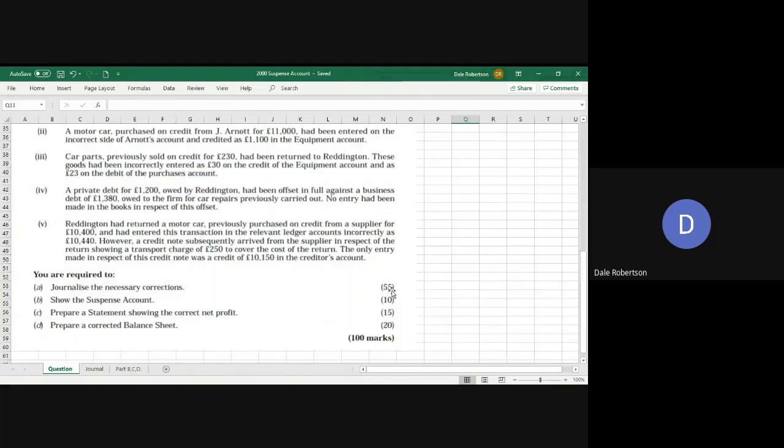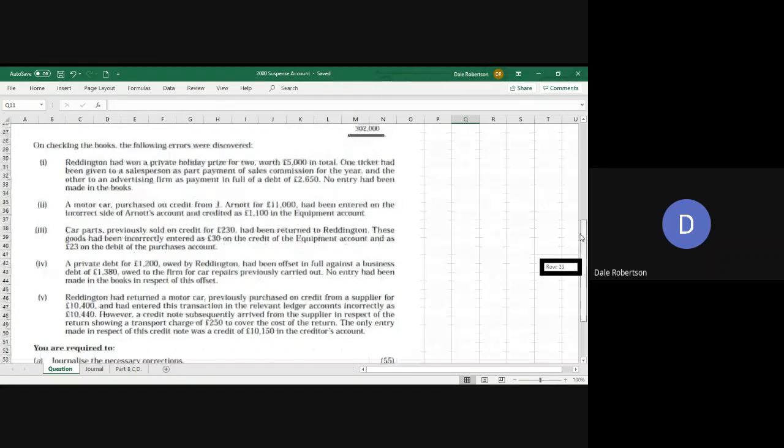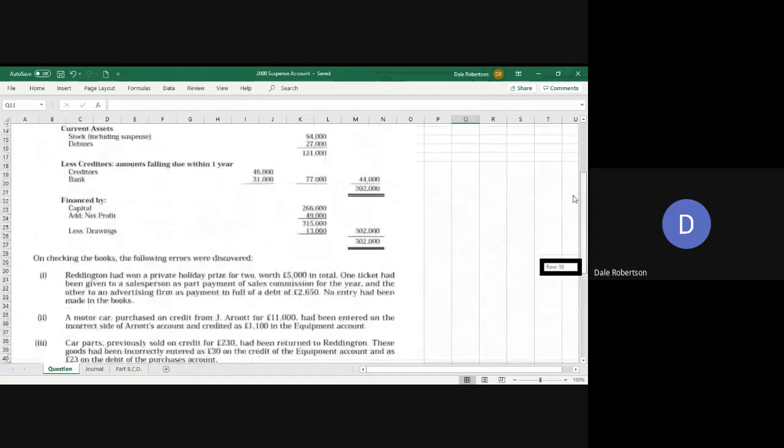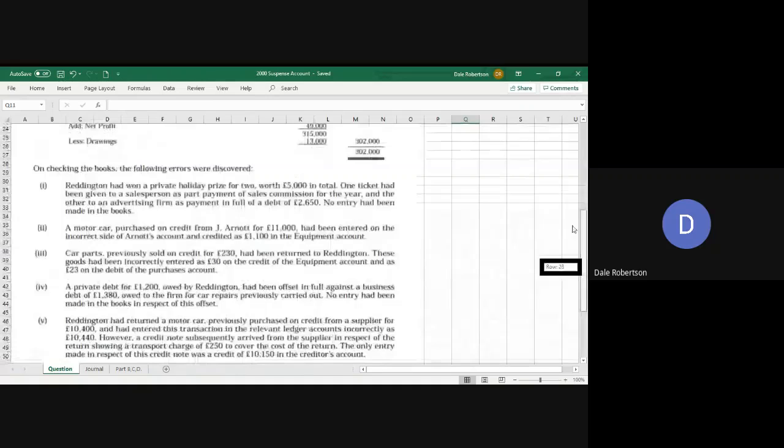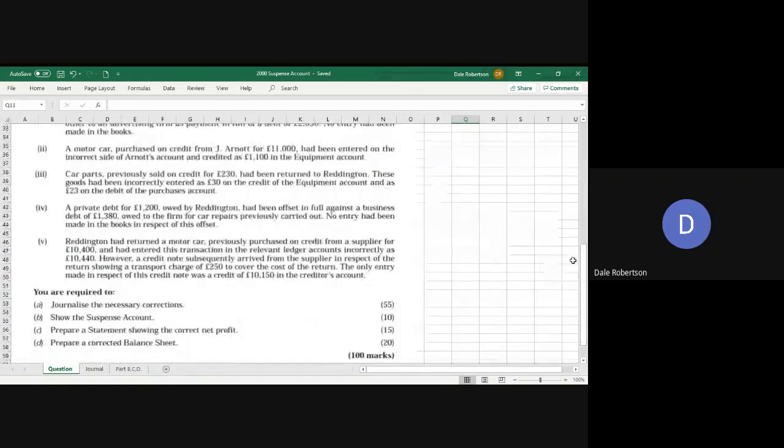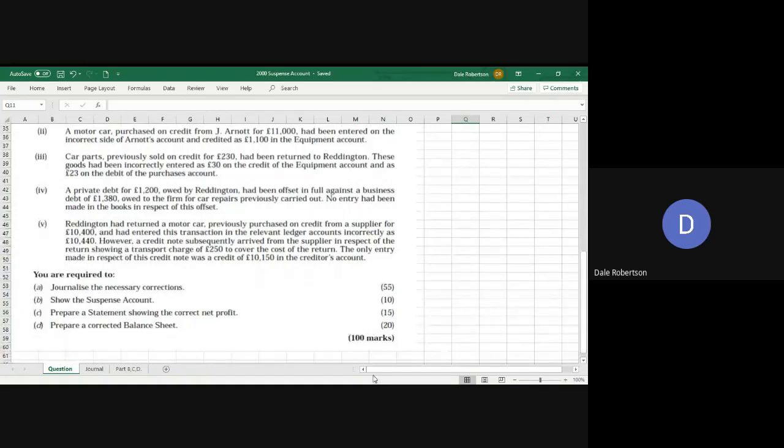And then we have to do part B, which is show a suspense account. Part C, correct a net profit. And part D is correct a balance sheet, which is written here on the page. All of that is fine because all of that is based on the corrections from part A. So part A really is the heaviest part of the work, and that's what I intend to do in this particular video. So let's have a look at the first correction.